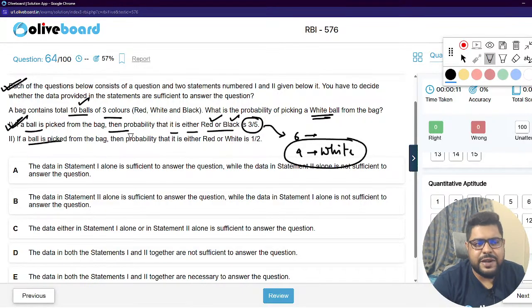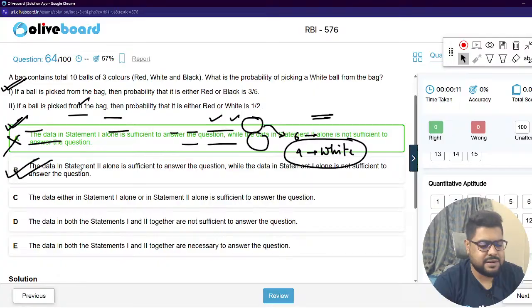Now, statement 2: if a ball is picked, the probability that it is either red or white is half. But again, exactly the number of white balls I cannot answer. So my answer is 1 alone is sufficient, 2 alone is not sufficient. So again, my answer will be this.